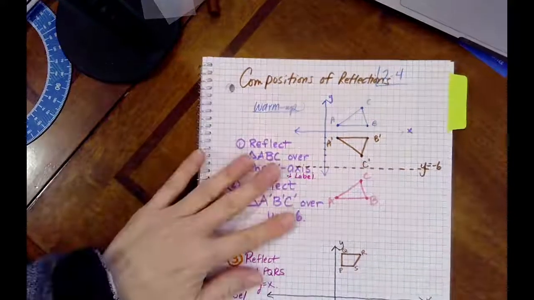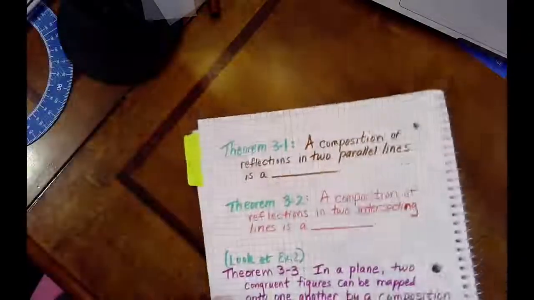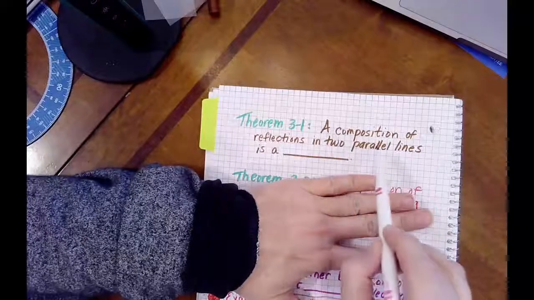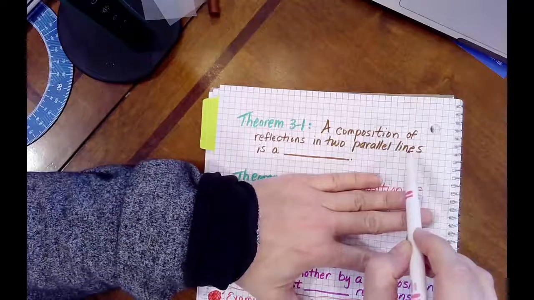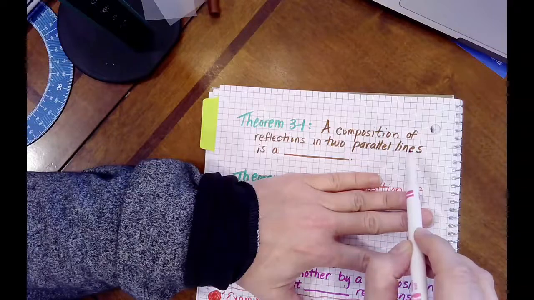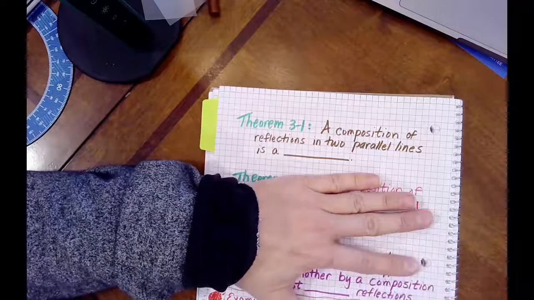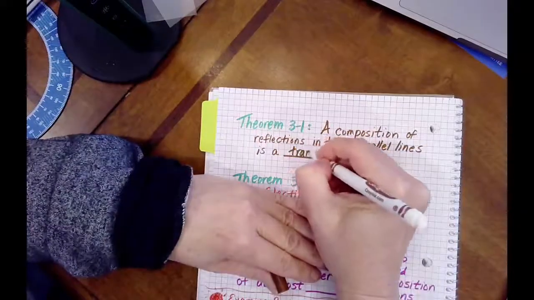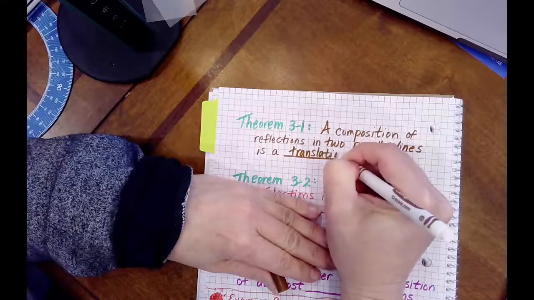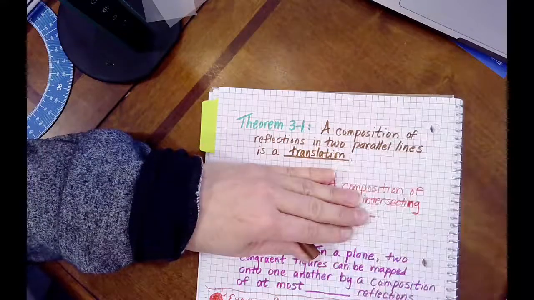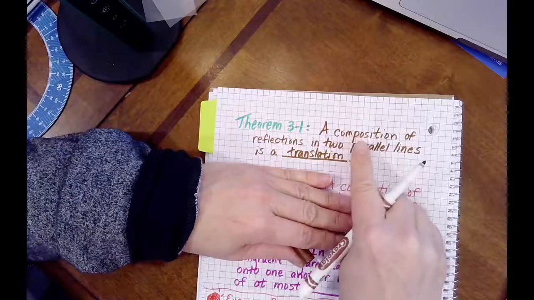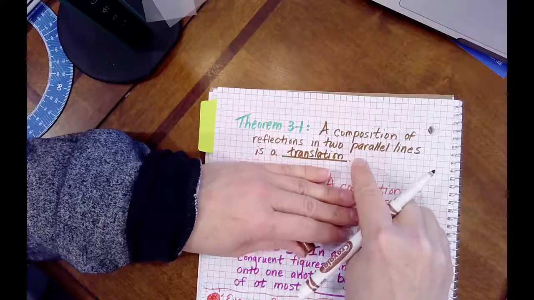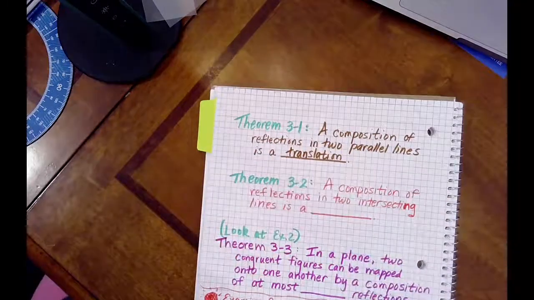Okay, so that's the basis of one of your theorems that you are learning today, a composition of reflections in 2 parallel lines, and that was the x-axis and y equals -6 in this last example. That composition was basically a translation, which is the transformation where it just slides, okay? So those 2 reflections over parallel lines resulted in a translation. Pause me, get this down. I want to see these things in your notes. Okay, I'm going to keep going though.